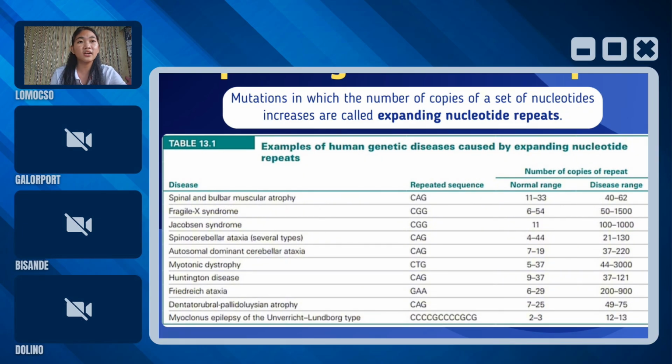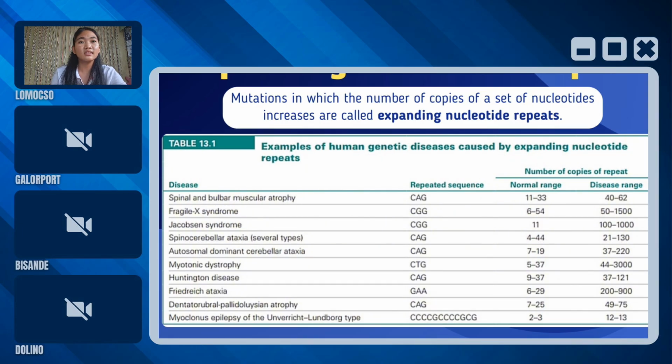Most of these diseases are caused by the expansion of a set of 3 nucleotides, known as a trinucleotide, most often C and G, where N can be any nucleotide. However, some diseases are caused by repeats of 4, 5, and even 12 nucleotides.